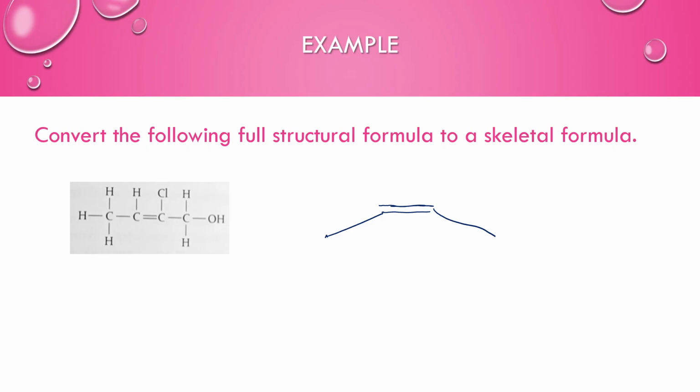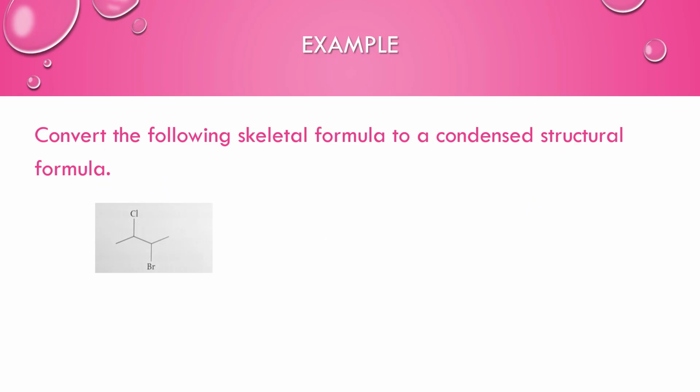Now we need to also include any of the functional groups. So we've got our halogen right there. So I'm going to show that chlorine. I'm also going to show an OH group on the last carbon. Everything else can be left. All of the other hydrogens are directly attached to carbon and can be assumed.